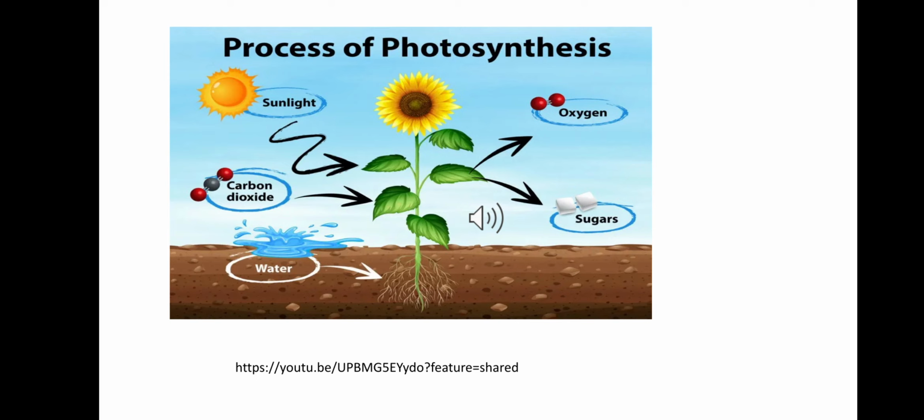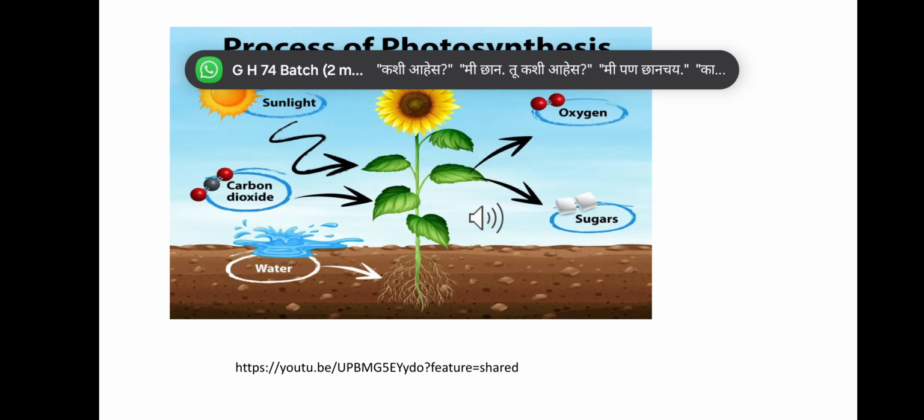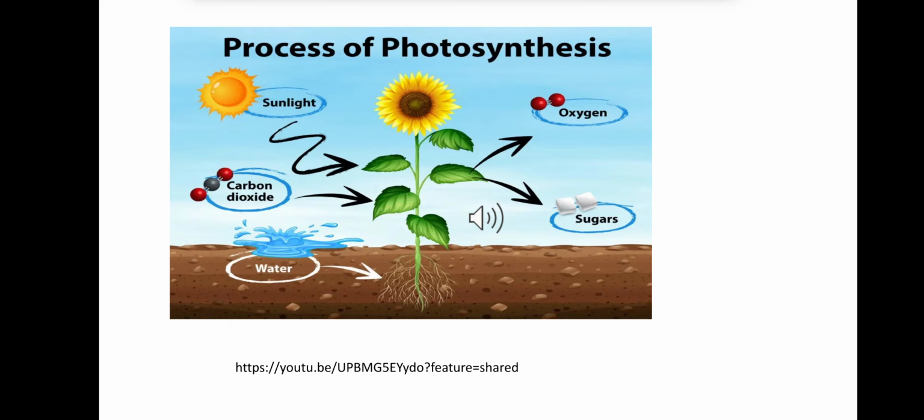The carbon dioxide comes from the atmosphere and the water is absorbed by the roots. Then the oxygen in this process will be released into the atmosphere, and in the presence of chlorophyll it happens in the green plants. So these green plants store carbohydrates in the form of sugars, and then that will be able to be used by the plants for their growth.